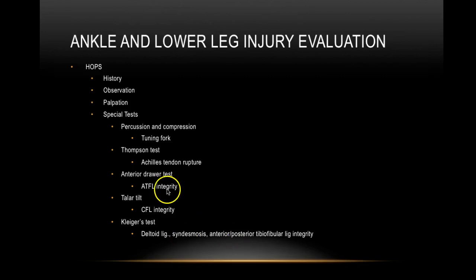And then these last three tests are for the ankle: the anterior drawer, talar tilt, and Kleiger's. And like I mentioned, here we note a test for each of the major ligaments that I mentioned in the previous slide, the ATFL, the CFL, and the deltoid ligament. And you can find all of these tests in your textbook.